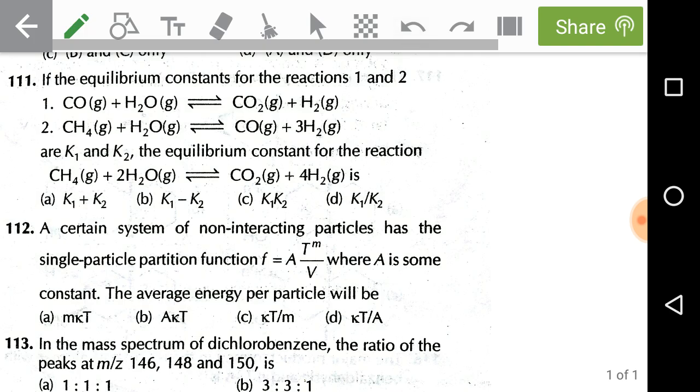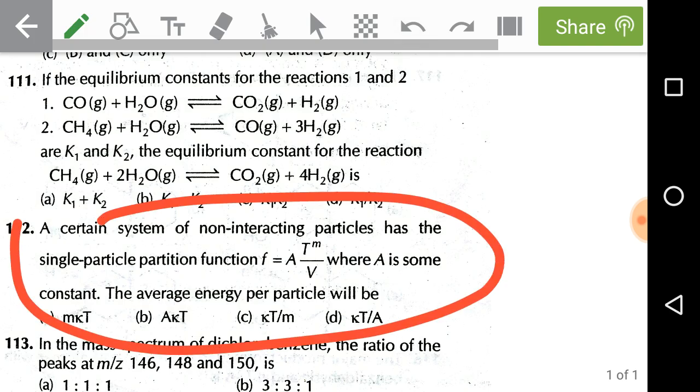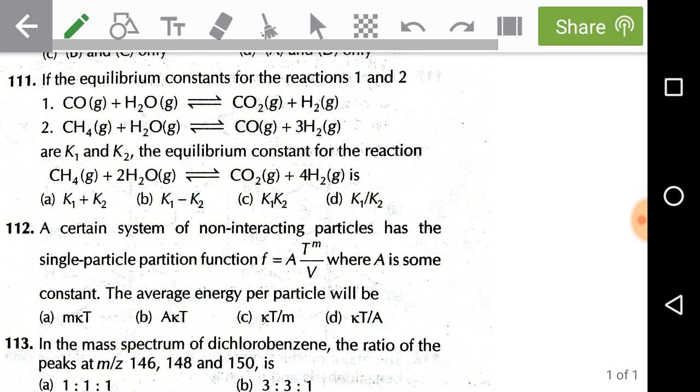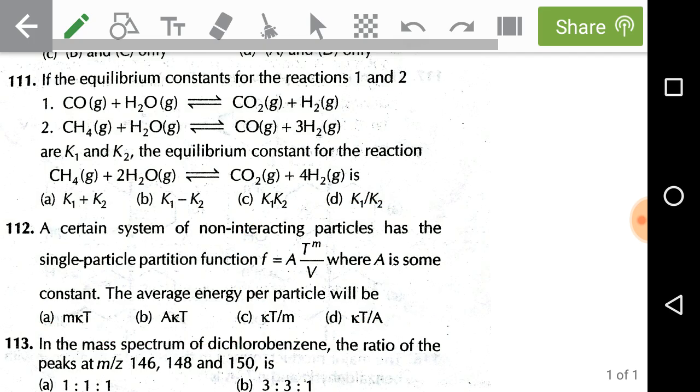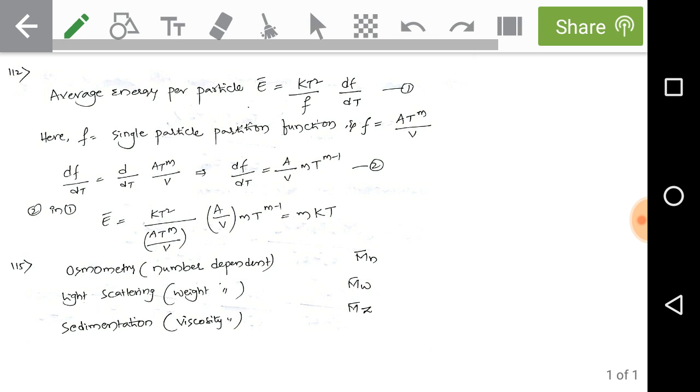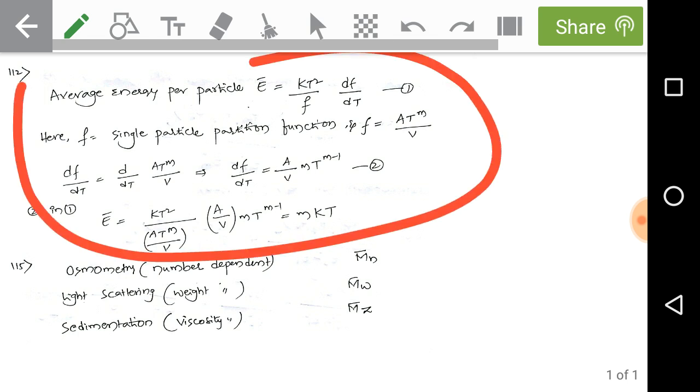And next question, 112. A certain system of non-interacting particles has the single particle partition function f equal to A T power m by V, where A is some constant. The average energy per particle will be. Okay, so just look at the 112 question. The average energy per particle can be given as kT square by f into df by dT. Consider this equation 1. Here f indicates the single particle partition function, and here f equals A into T power m by V, which is given in the problem.